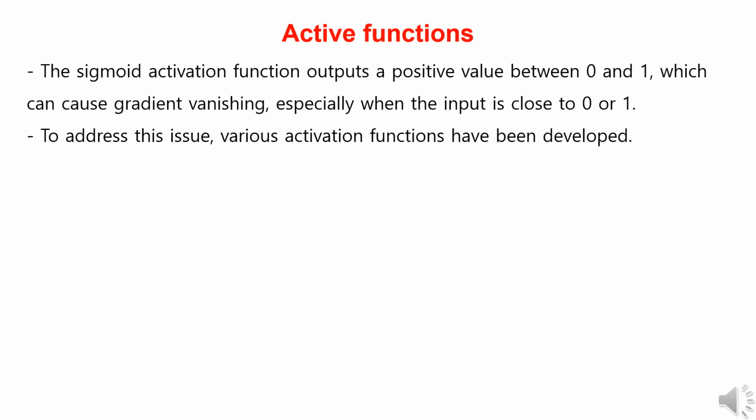The sigmoid function, a commonly used activation function in artificial intelligence, outputs a positive value between 0 and 1 for any input. However, when input values are extremely small or large, the gradient approaches 0, leading to the gradient vanishing problem. To overcome this limitation of the sigmoid function, various other activation functions have been developed.